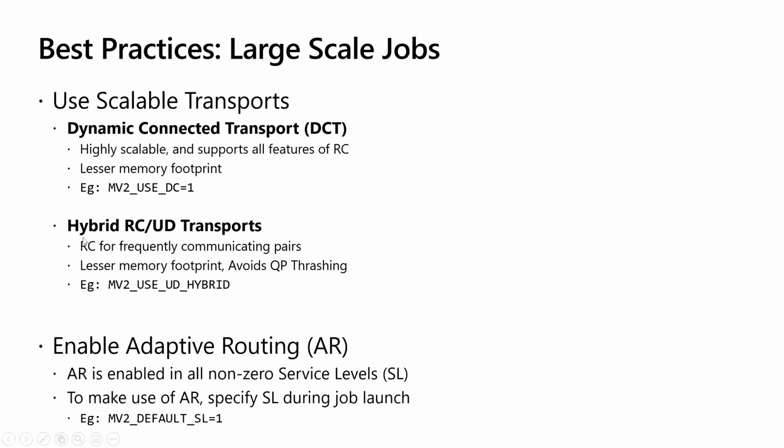If for some reason DC is not giving you good performance, you can switch back to the RC-UD hybrid transport protocol. MVAPICH2's UD hybrid, you can use the environment variable parameter for that.